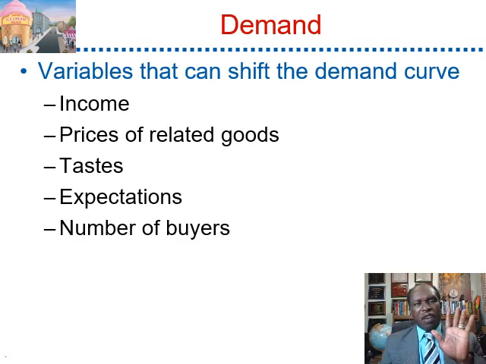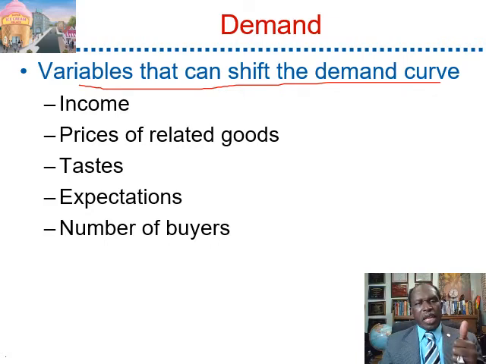There are 5 variables that can shift the demand curve. The first one is income. The second one is the price of related goods. The third one is taste. The fourth one is expectation. And the fifth one is number of buyers.